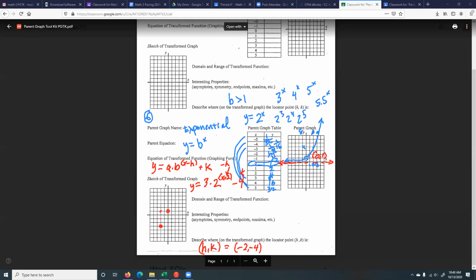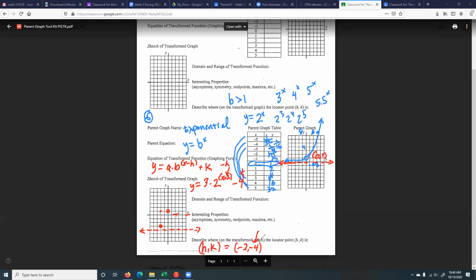Now, if I were to move this asymptote, I want to move it down 4 units because of the minus 4. So my asymptote is going to be here, going through negative 4 like this. Okay, because you move the asymptote down 4 because of the minus 4 right there.